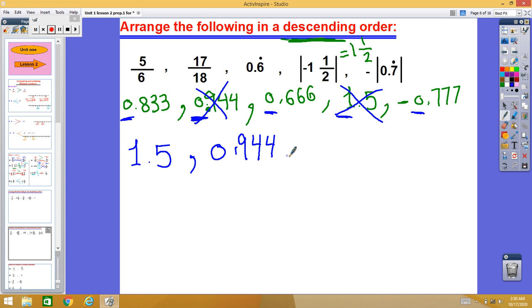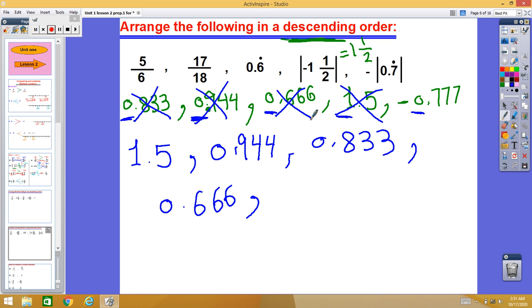Then cross it. Now we have 0.833, 0.666 and negative 0.777. So the greatest one is 0.833. Then we have 0.666 and negative 0.777. For sure, 0.666 is the greatest. The last one is negative 0.777. Thank you.